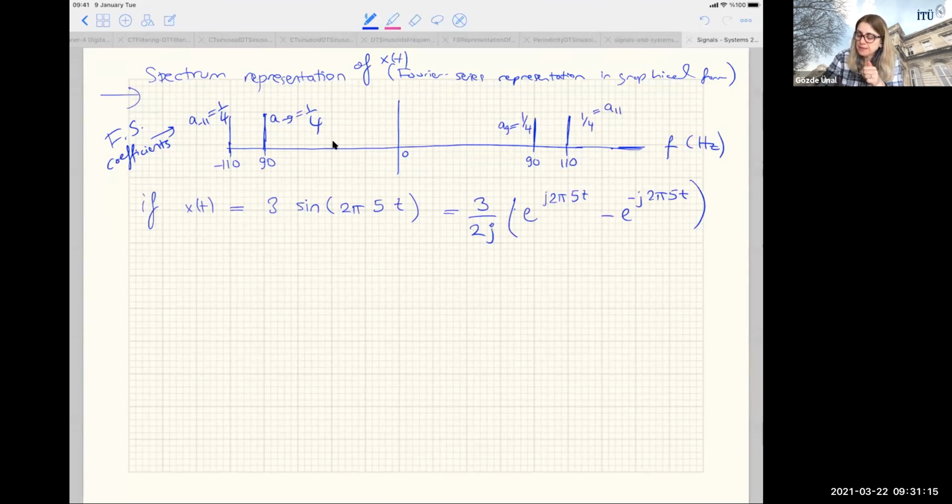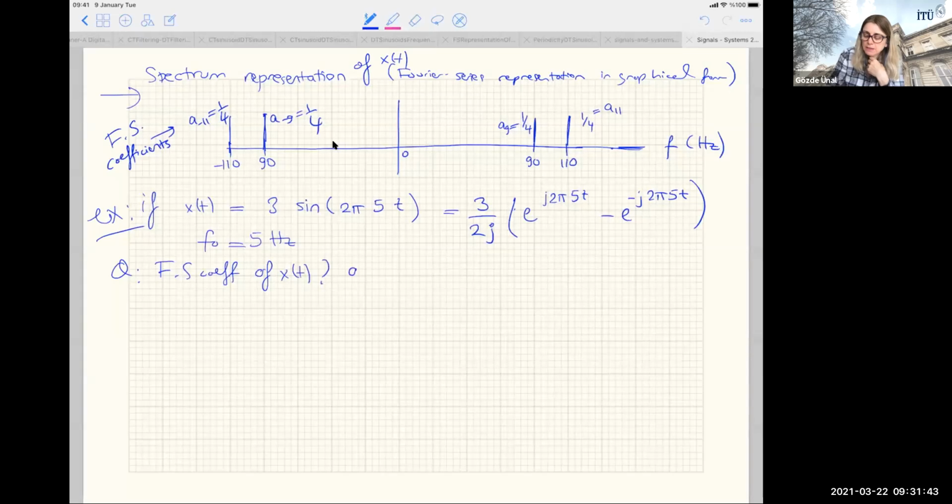Now you see in this case, here it's just one single sinusoid, so my f0 is also the fundamental frequency. It's really just 5 hertz. So I have really A1 and A minus 1. Okay? So exercise. What are the Fourier series coefficients of x of t? What are Ak? You guys would be like, hey, I just have a fundamental frequency that is actually k equals plus minus 1, right? For this sine.